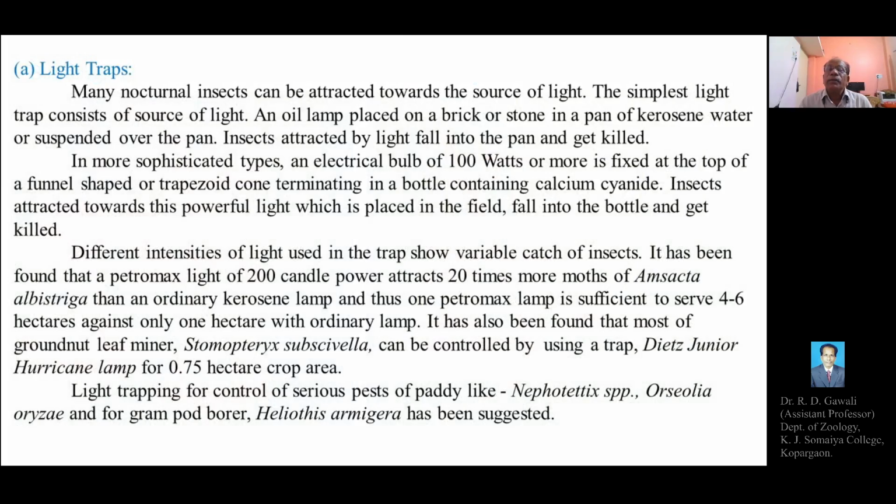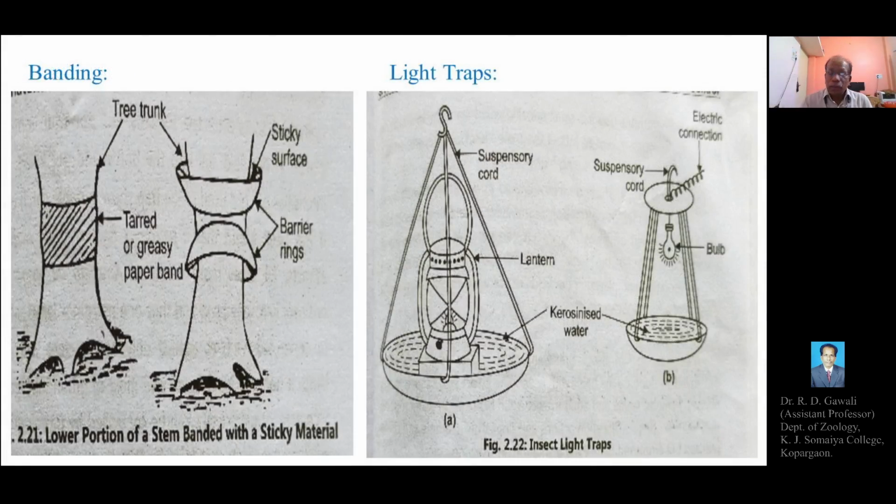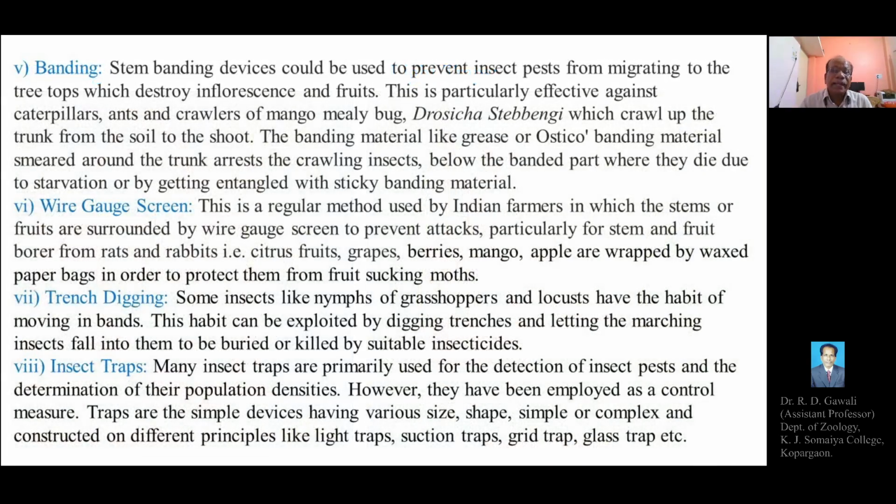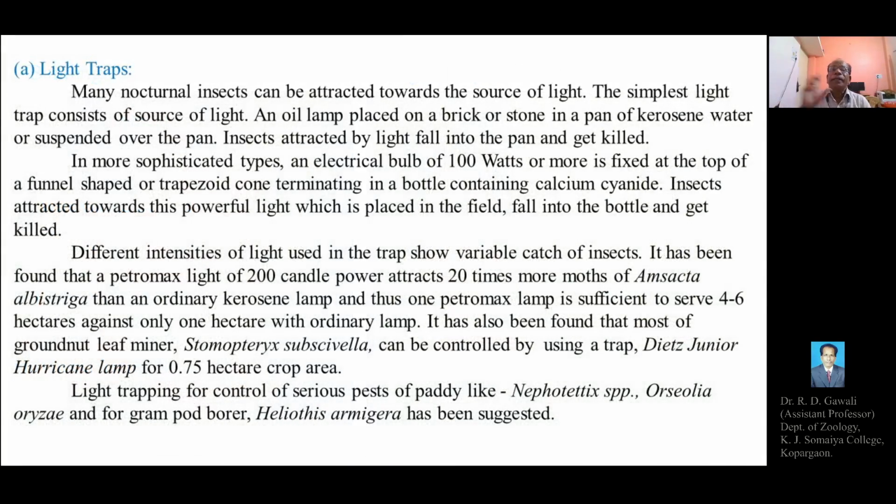Then we are dealing with the use of different types of insect traps. The first type of insect trap is a light trap. Many nocturnal insects are active during the night. So light traps are usually used during the night time, and these nocturnal insects can be attracted towards the source of light of various colors or variable wavelength.